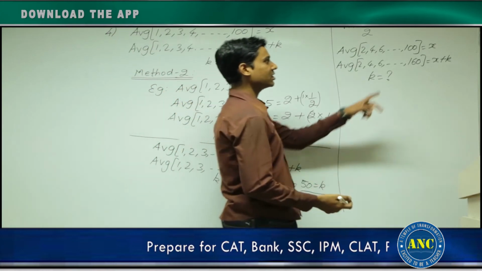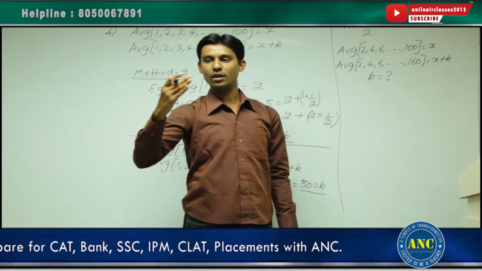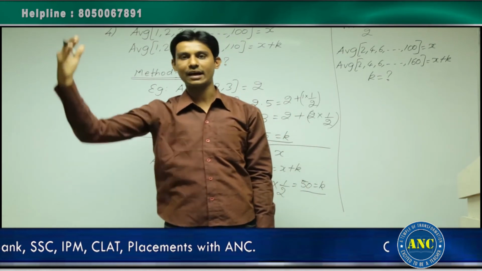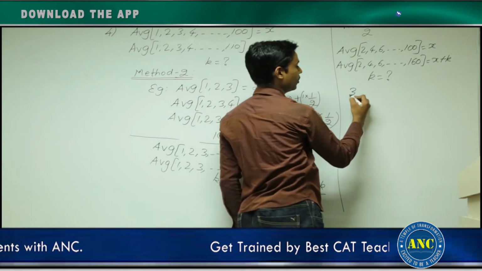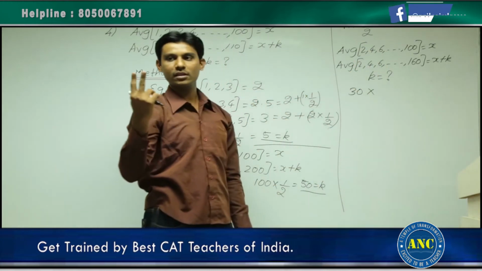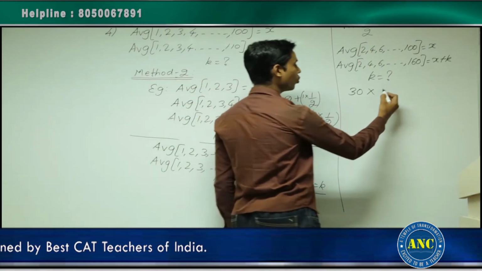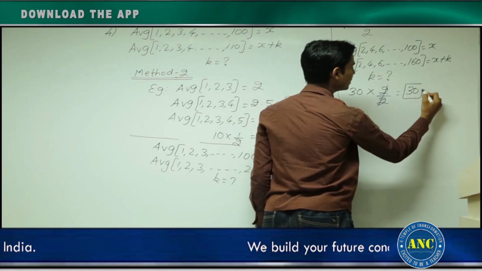That means 60 terms are not added. Only 30 terms are added: 102, 104, 106, 108, like that till 160. Only 30 terms are added. So it is 30 into d by 2. What is the d value in this case? The common difference in the terms is 2. So 30 into 2 by 2, which is nothing but 30. The answer for this question is 30.